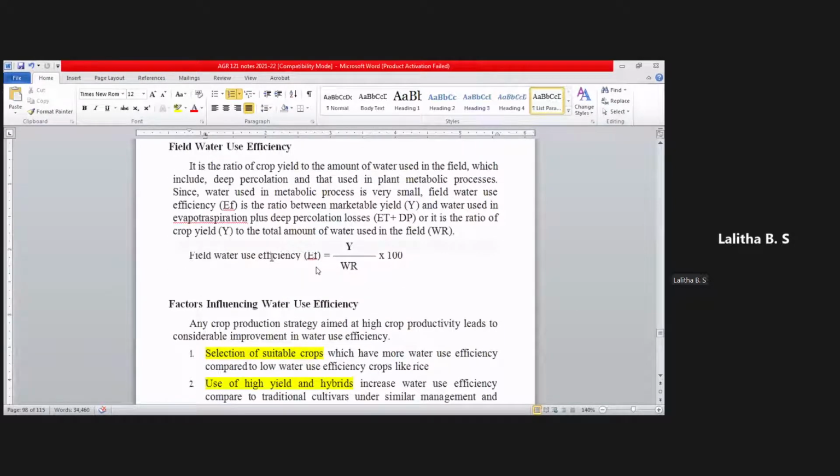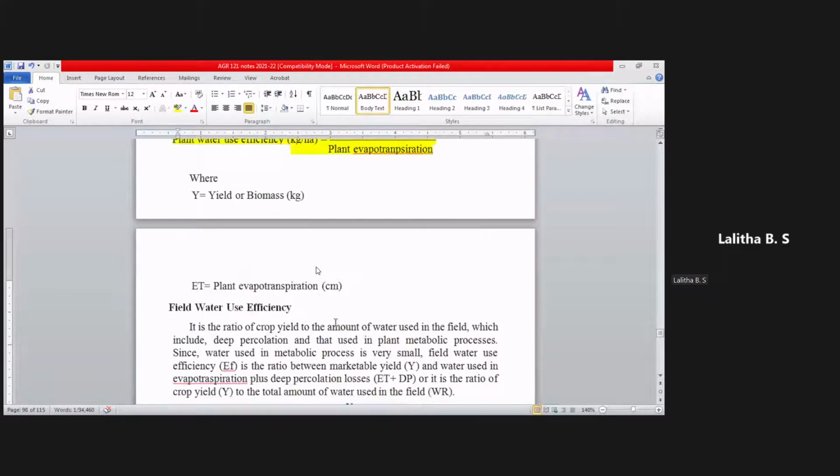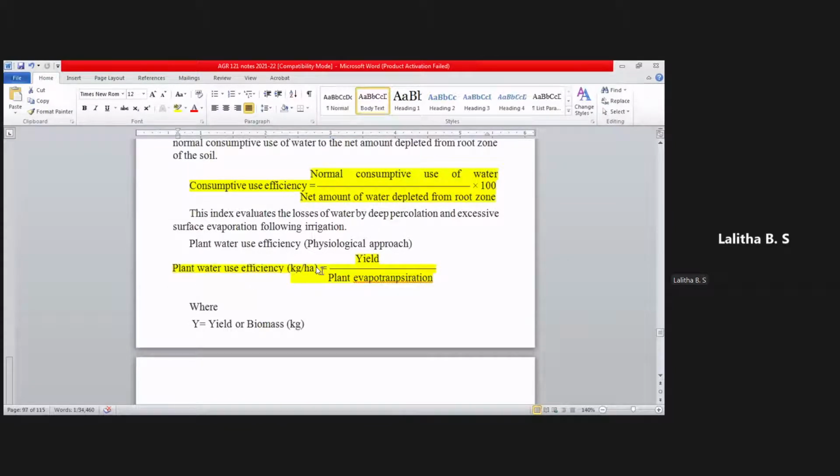Suppose I have given 1 cubic meter of water, or 5,000 liters of water, and for that we got only so many kgs of crop yield. For field water use efficiency, it is yield versus the total water requirement. Whereas for plant water use efficiency, again it is yield, but here we are considering only plant evapotranspiration.